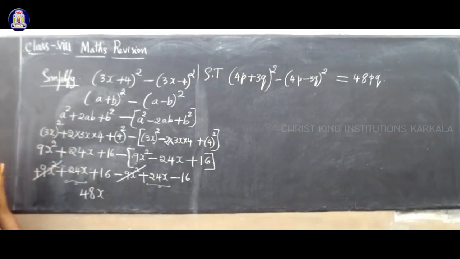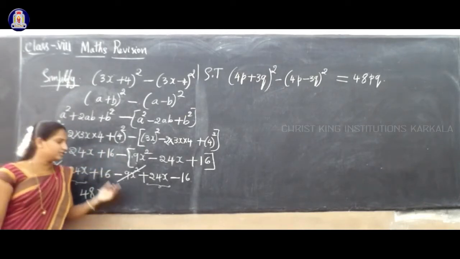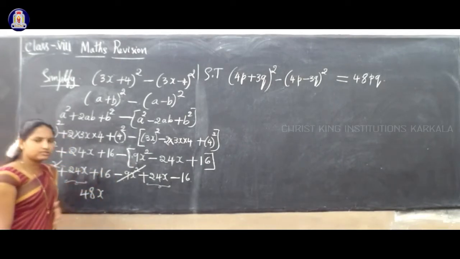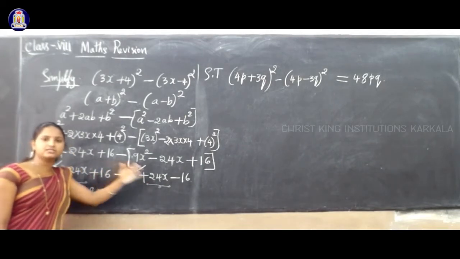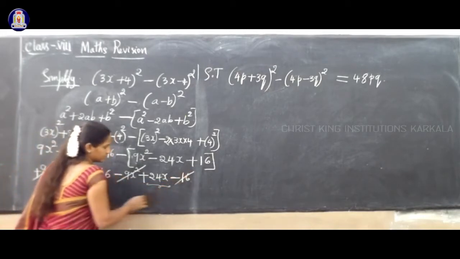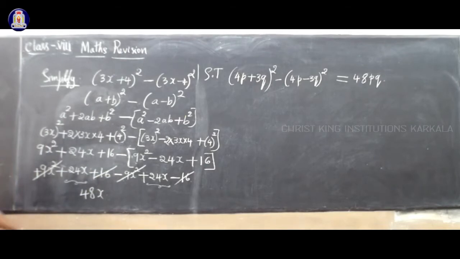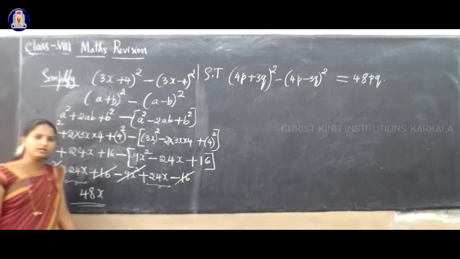So what is the answer? Plus 16 minus 16. See the sign, it is a different sign, so that is a subtraction. 16 minus 16 is 0, which means the terms get cancelled. So the remaining answer is 48x. After simplifying these terms, we get the answer 48x.